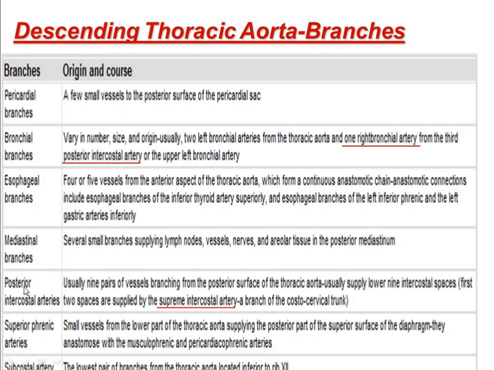The 9 pairs in the lower 9 intercostal spaces are the posterior intercostal arteries, and then the subcostal artery. Then, the upper 2 spaces are supplied by the supreme intercostal artery, a branch of the costocervical trunk. It gives branches to the esophagus, it gives branches to the mediastinal structures, it gives two left bronchial arteries. The right bronchial artery is usually branched from the third posterior intercostal artery, that is, indirectly through it. And then it supplies the pericardium.